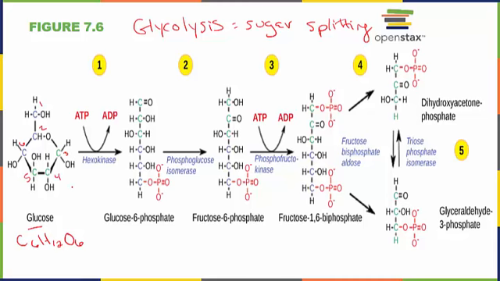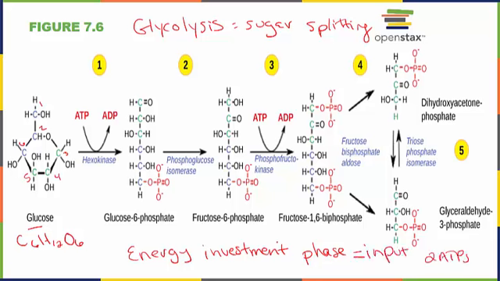I mentioned that in glycolysis you get 2 net ATP, and these first 5 steps of glycolysis are also known as the energy investment phase, because we have to input 2 ATPs in order to eventually get out our 4 ATPs for a net gain of 2. So let's see what's going on.